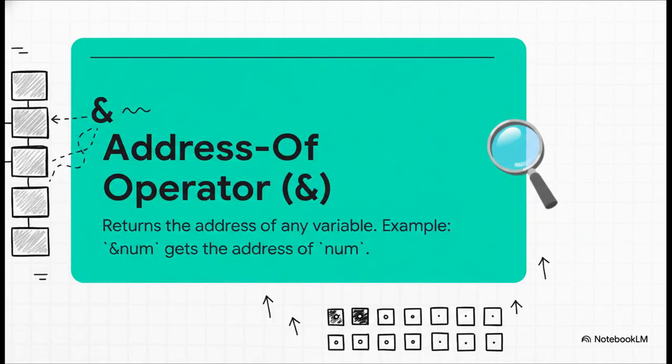So, how do you get one of these addresses? Well, you use the address_of operator, which is just the ampersand symbol. If you have a variable called num, writing &num doesn't give you the value inside num, it gives you the specific memory address, the exact spot where that value is being stored.